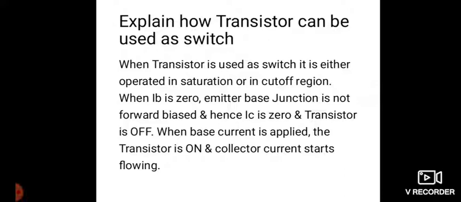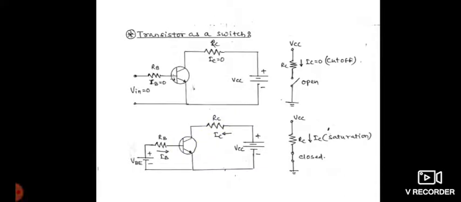So, if IB is 0, then IC is also 0. That is, if IB is kept 0, no collector current flows in the circuit, that is in RC. So, the transistor acts as an open switch. And if a voltage is connected between base and emitter, then IB starts flowing, and the output collector current is beta into IB. So, IB has some value multiplied by beta is equal to IC. The collector current, which is equal to beta into IB, starts flowing into the resistor RC, hence the transistor acts as a closed switch here.